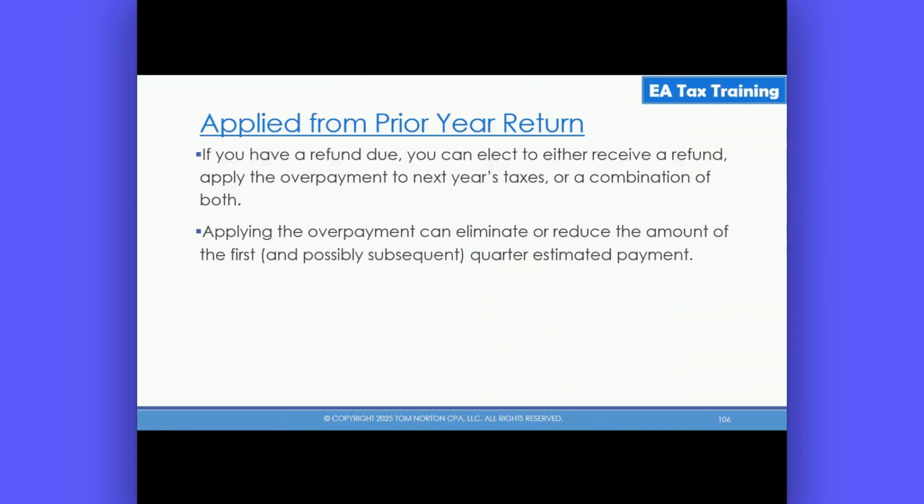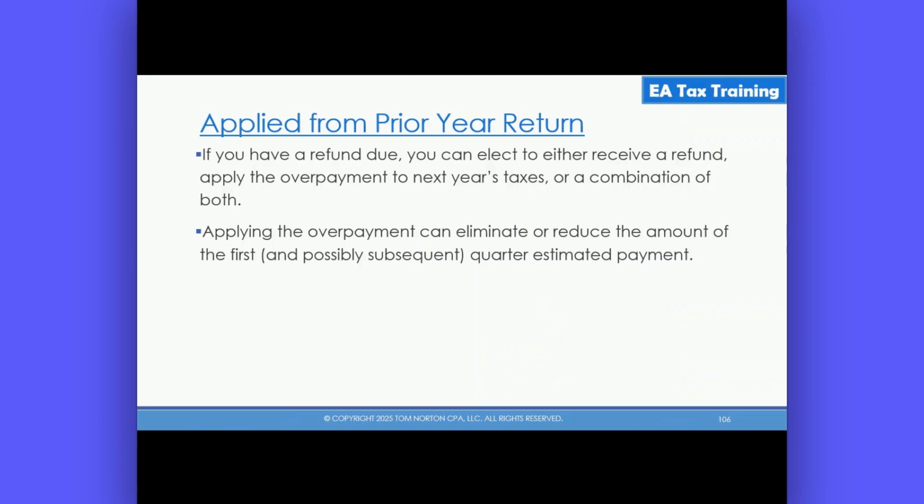Another form of payment can be an amount applied from a prior year return. So when you have a refund due, you can elect to either receive that amount as a refund, or you can apply that overpayment to next year's taxes, or you can do a combination of the two. You can get a refund of part of it and apply part of it.